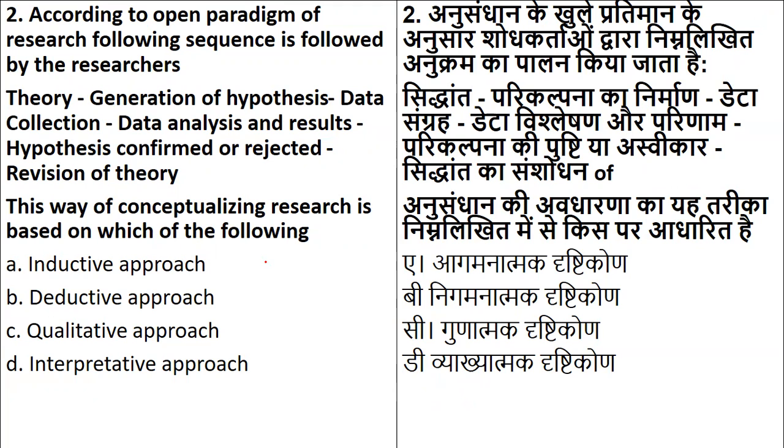So it tells you the sequence: theory, generation of hypothesis, data collection, data analysis, results, hypothesis confirmation or rejection, or revision of the theory. This way of conceptualizing research is based on which of the following approaches? They have given you an approach starting with the theory and ending with the revision of the theory. You have to tell whether it is an inductive approach, a deductive approach, a qualitative approach, or an interpretative approach. Which approach is indicated by the given pattern?